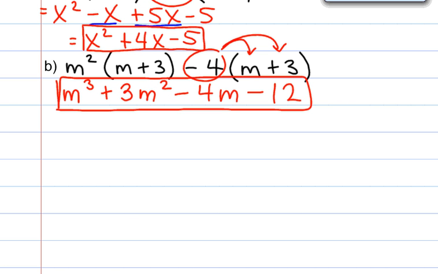And actually on this one, once you multiply those, there's actually no like terms here. So what you would first write down is your final answer. I do want to make sure and mention that with the -4 here, you multiplied the negative through by the positive, so then you would have a -12 there.